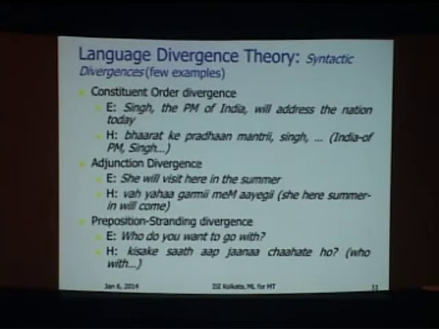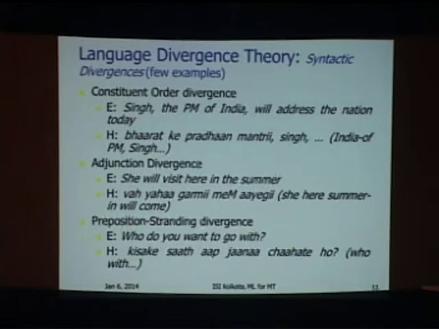Adjunction divergence. She will visit here in the summer. In no Indian language can we keep this adjunct, "in the summer", at the end of the sentence. So गर्मी में has to come in the middle of the sentence, or it can move to the front of the sentence.